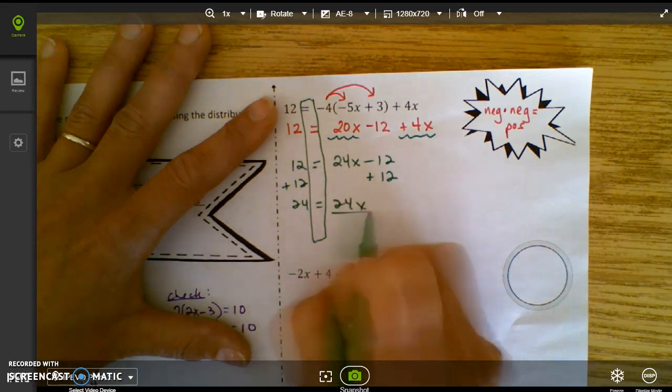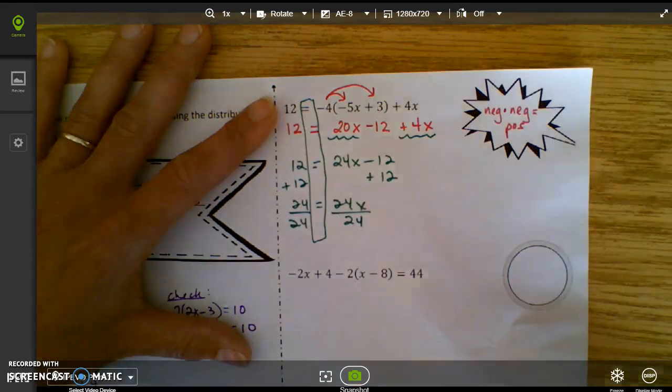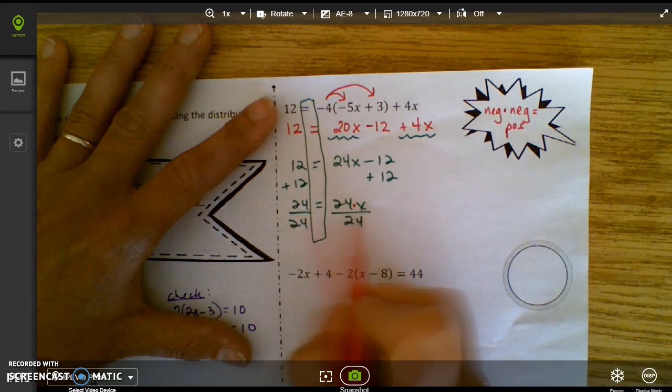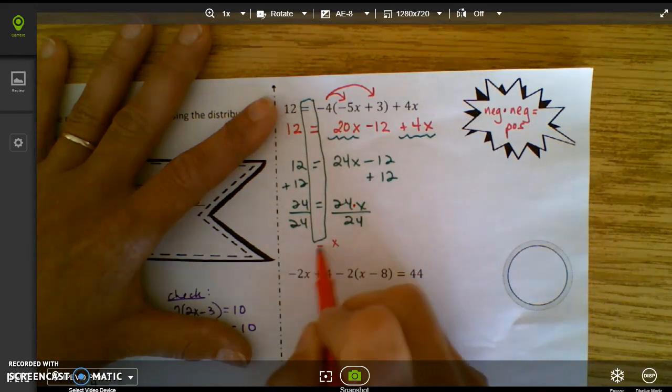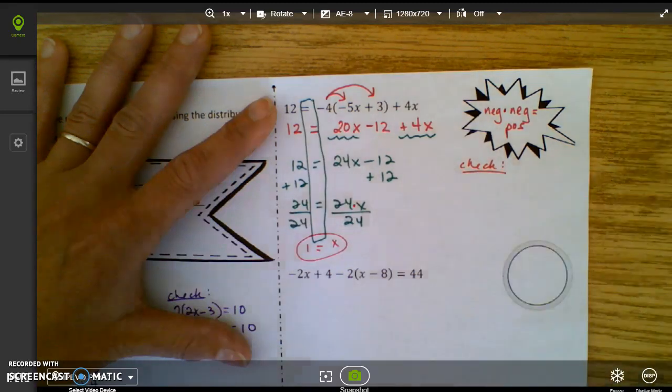And at the very end, remember, we're going to divide. These are attached by multiplication. So to undo our multiplication, that's why we're dividing. And we get x equals 1. So we'll squeeze the check in.